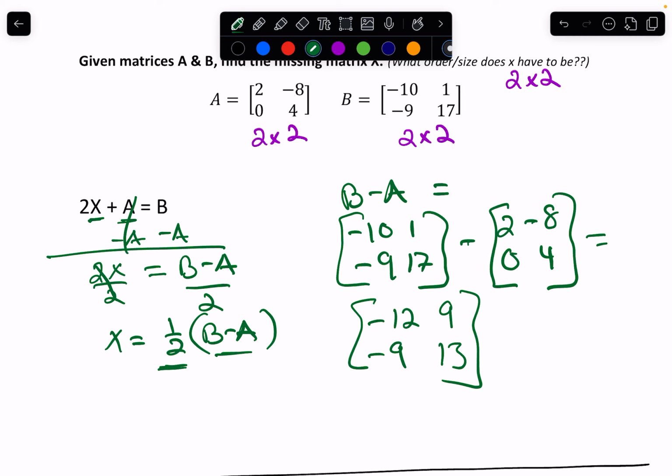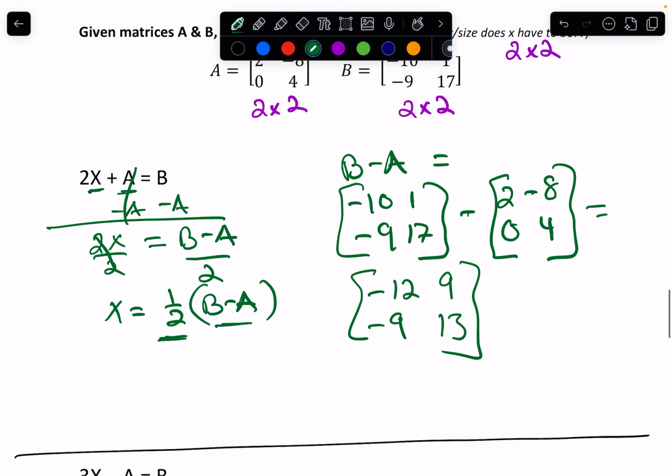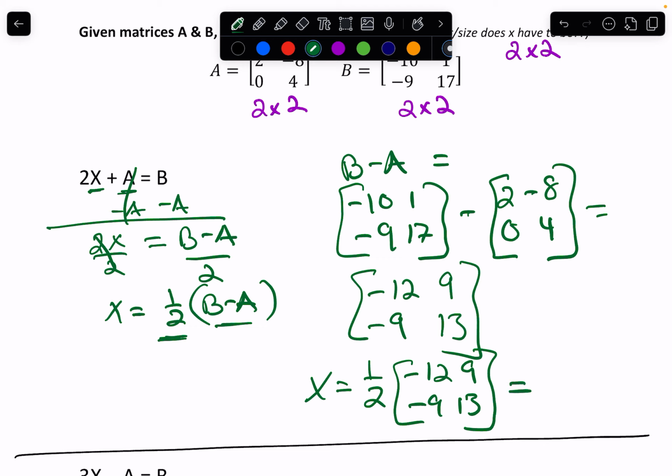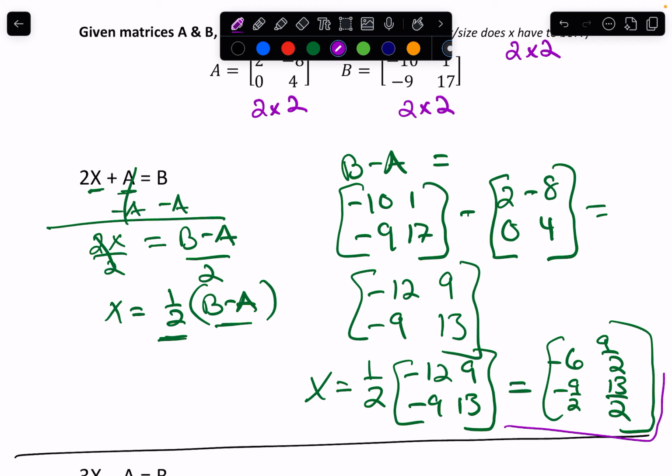Next, we're going to take this half and multiply the matrix that we just got by a half. That'll be our x. So half times -12, 9, -9, and 13. So -6, 9 over 2, -9 over 2, and 13 over 2. This is our x for this first one.